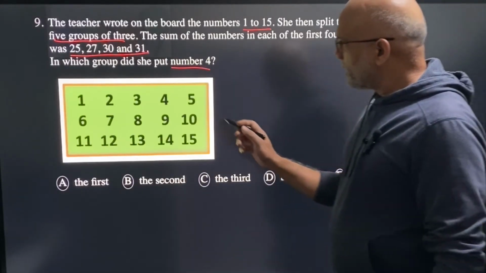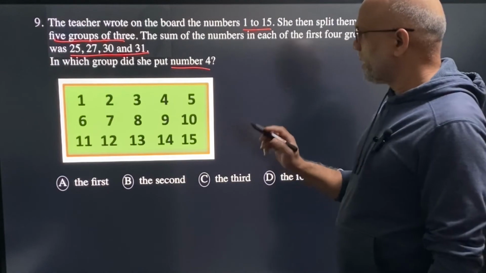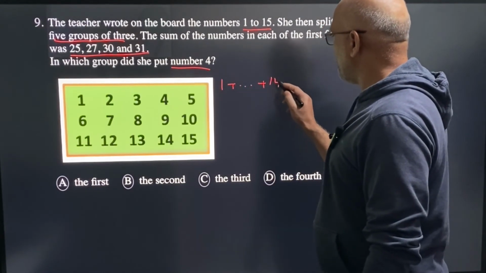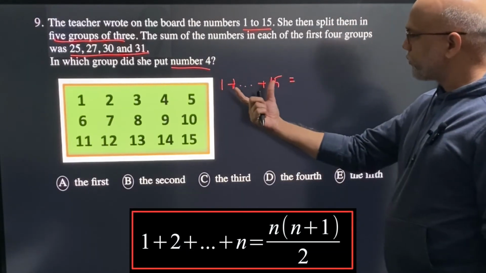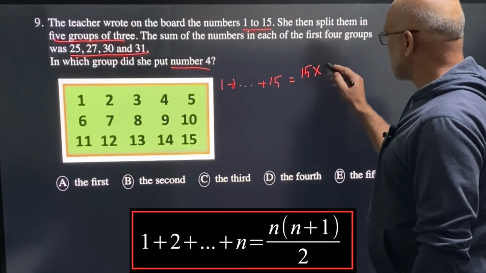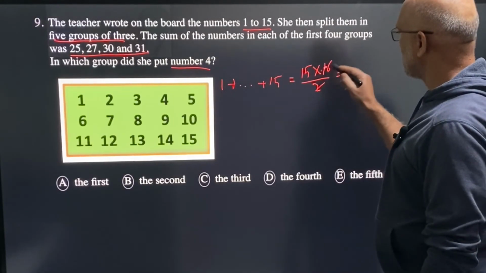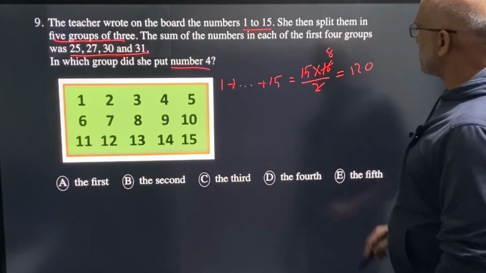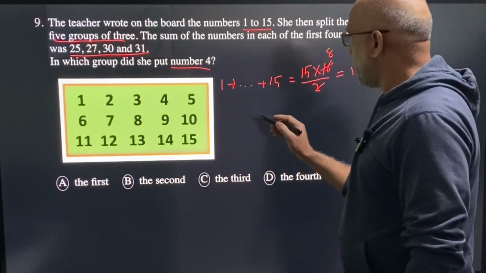The way we can do that is we can first find the total of all the 15 numbers, the numbers from 1 all the way to 15. There is a formula for this. When we add consecutive numbers, it is the last number 15 times the next number 16, divided by 2, and this results in 120.